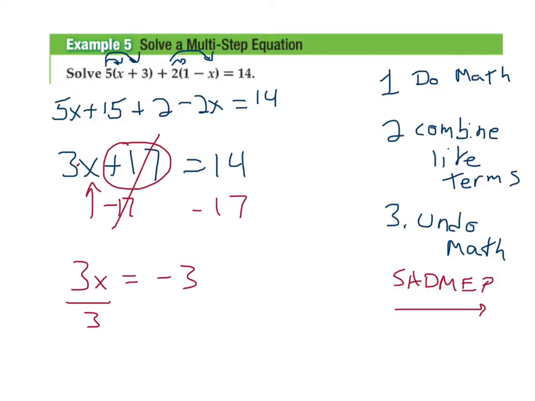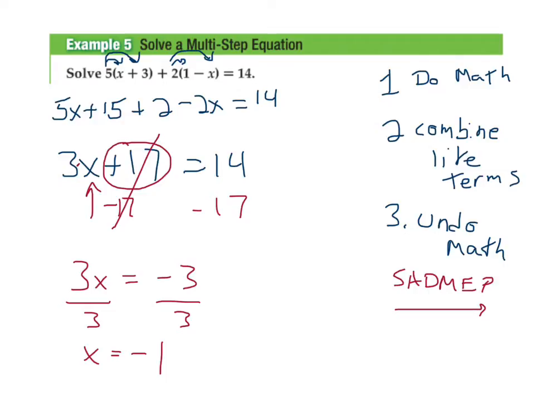And so if I'm going to divide by 3 on the left, then I also need to divide by 3 on the right. And 3 divided by 3 is 1. Leaves me with 1x, or just x. And negative 3 divided by 3 is negative 1. And so I can find out here that in example 5, the x value that I could plug back into my equation and get the right value, 14, on the right-hand side, is negative 1.